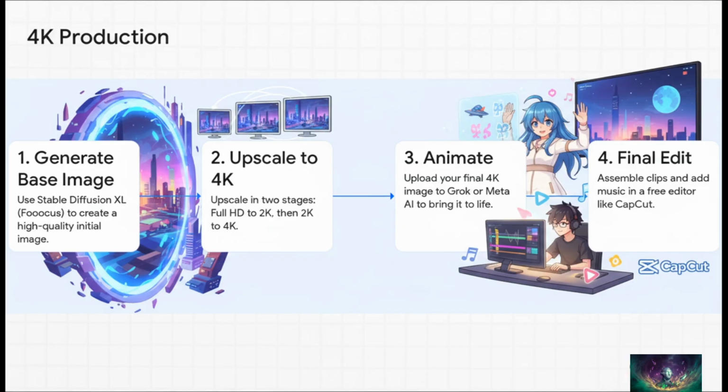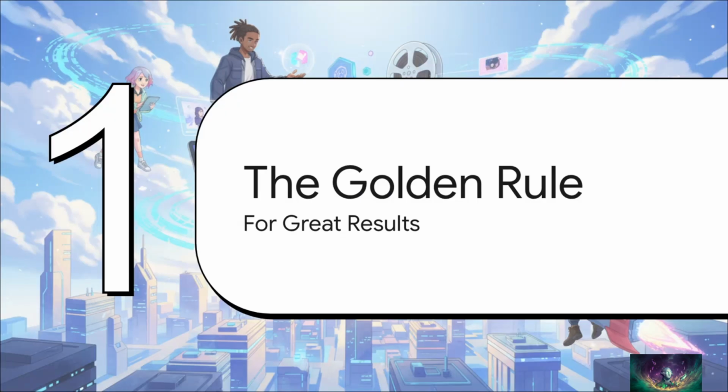Now, that 2-stage process is absolutely crucial. It preserves all the detail and avoids those ugly artifacts you get when you try to do one massive jump in resolution. Step 3, take that gorgeous 4K image and animate it using Grok or Meta AI. And finally, step 4, pull all your clips together, add some music, and do your final edits in a free editor like CapCut.